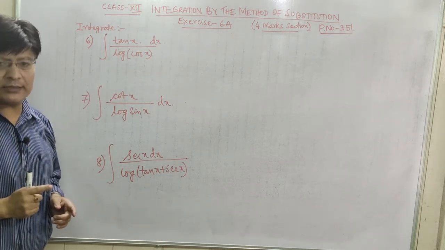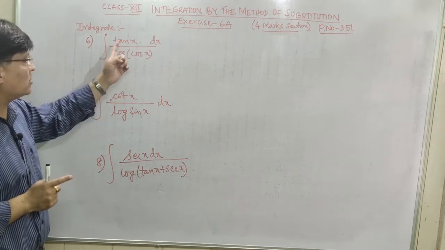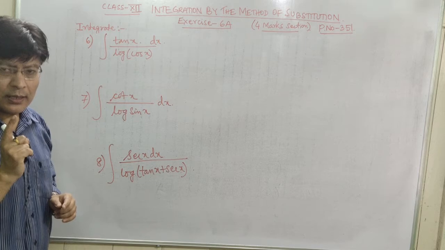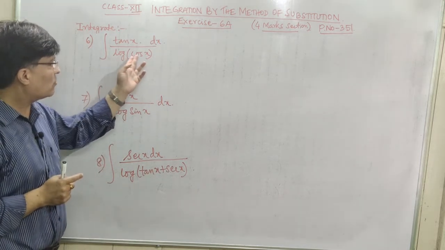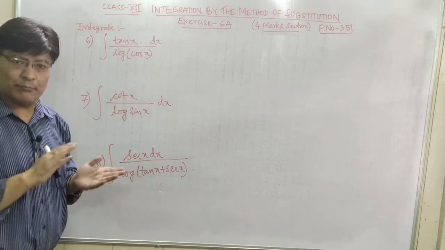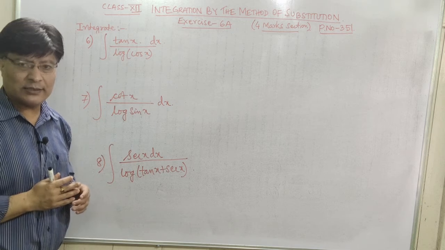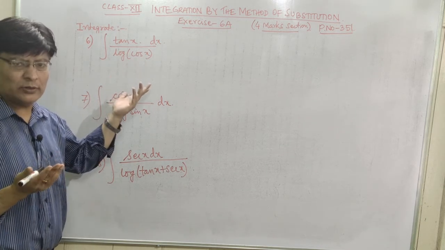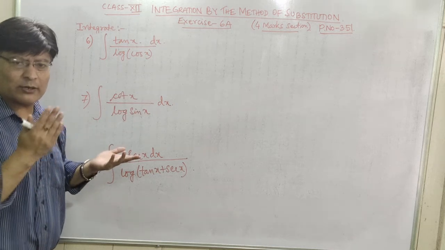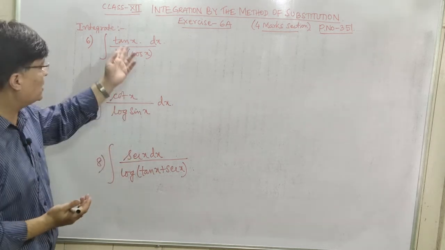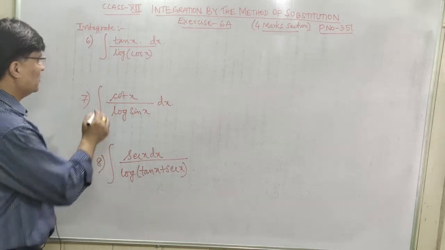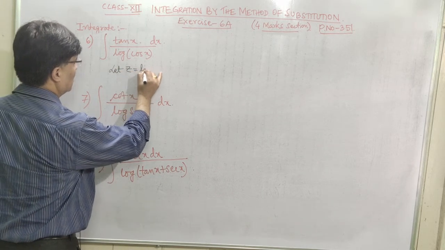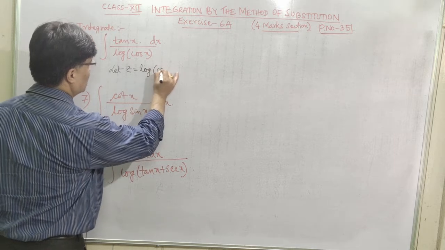First of all, you write I is equal to the integration of tan x dx divided by log of cos x. And you know that the differentiation of log of cos x will be minus tan x. The minus sign you can manipulate, right? What is the differentiation of log of cos x? 1 by cos x into minus sin x. That is tan x. We are getting the numerator. So here, you can put let z is equal to log of cos x.